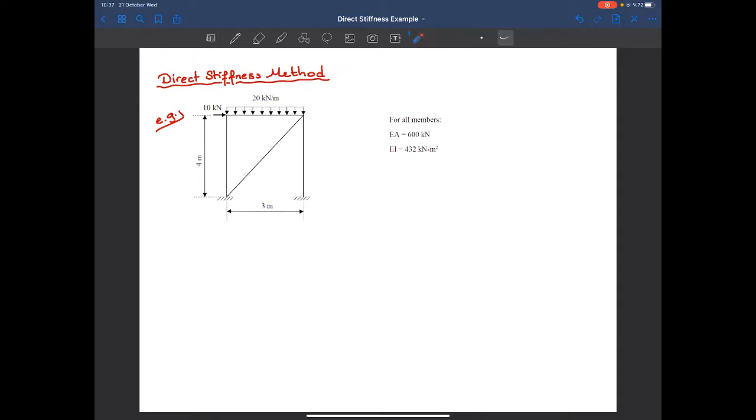Hello. Today we will be analyzing this structure by using the direct stiffness method. Okay, in this structure we have no truss members, they are all beam members, a point load and a uniformly distributed load. So let's do the discretization first.